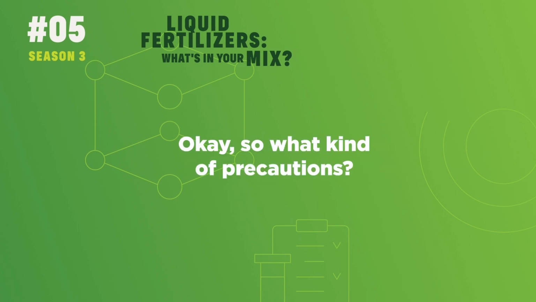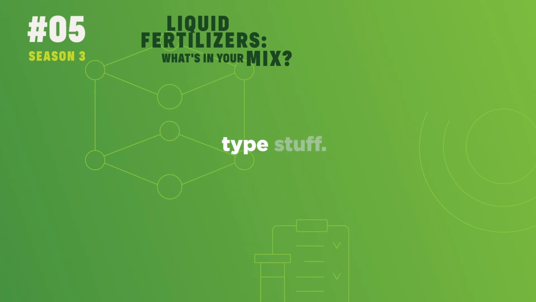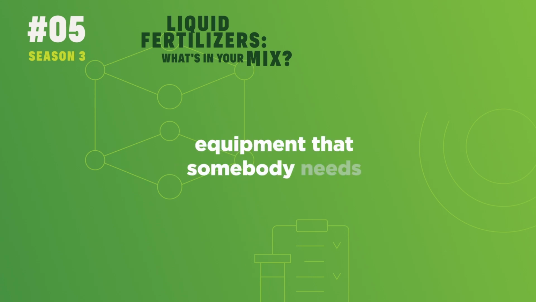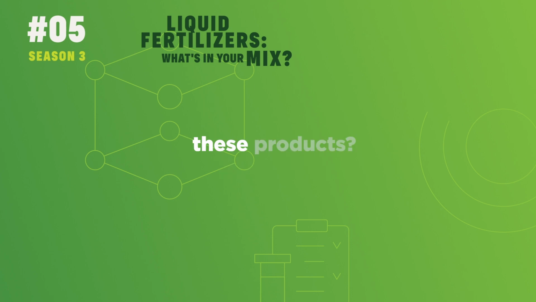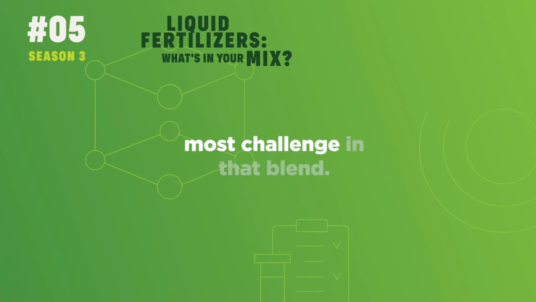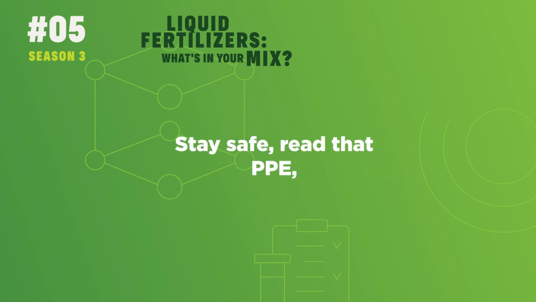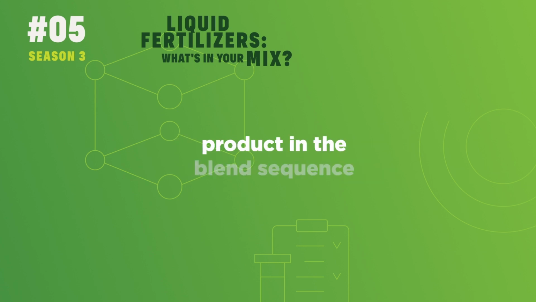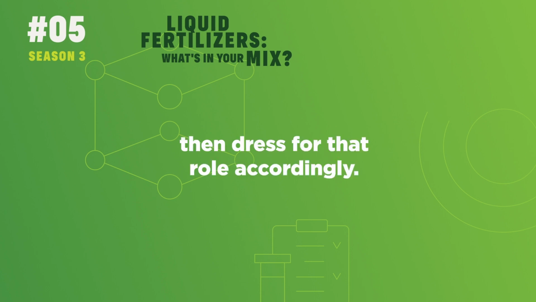Okay, so what kind of precautions? I'm thinking PPE and that type stuff. Is there any personal protective equipment that somebody needs to make sure they have if they're going to be handling these products? That's where you go to the product label or call up your ag retailer or the person that's selling that particular fertilizer product, and they can tell you, hey, here's the best PPE to wear for when handling this product. And usually if you're going to make a blend, you need to wear the PPE based on the product that provides the most challenge in that blend. Stay safe, read that PPE, make sure you understand which product in the blend sequence is going to possibly give you the most challenges, and then dress for that role accordingly.